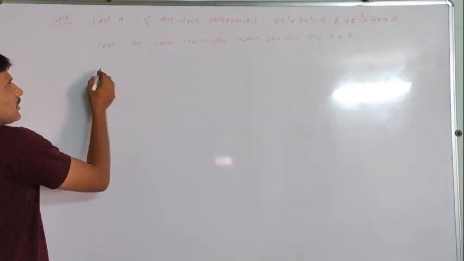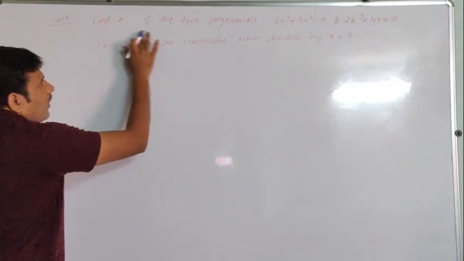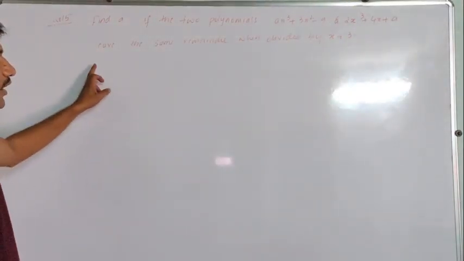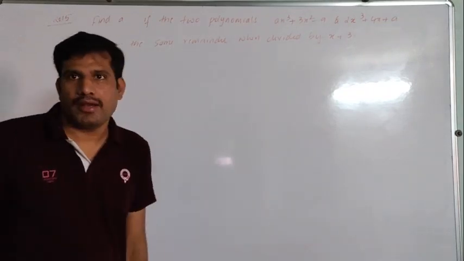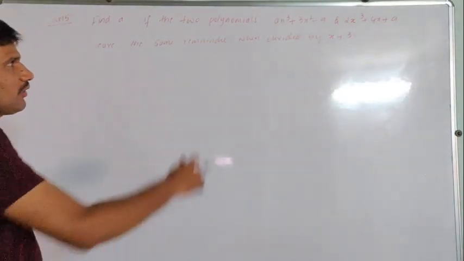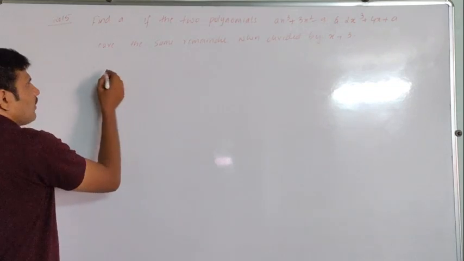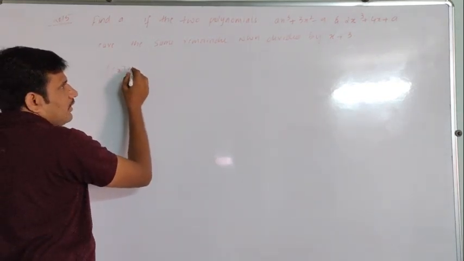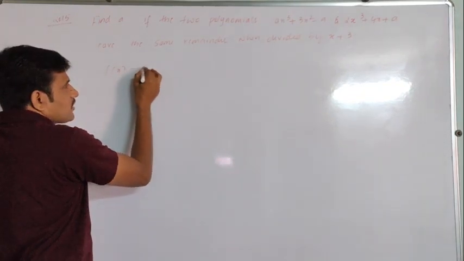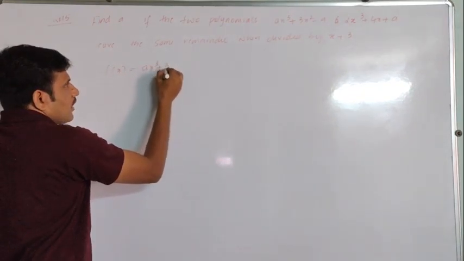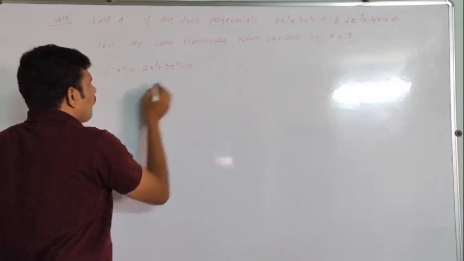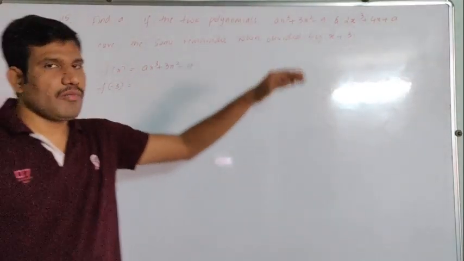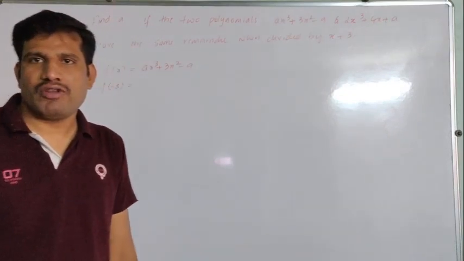So first I'll write: the two polynomials ax cube plus 3x square minus 9 and 2x cube plus 4x plus a give the same remainder when divided by x plus 3. First polynomial, f of x is ax cube plus 3x square minus 9. Here I will find f of minus 3. What is the remainder? When you divide by x plus 3, f of minus 3 will be the remainder.